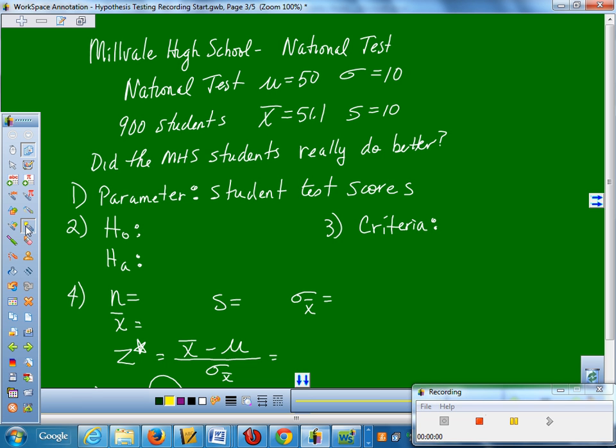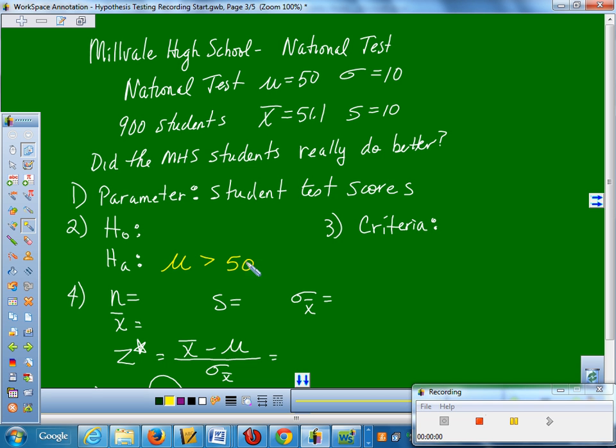So I always think it's easier to do the alternative first. What do we think actually happened? Well, we think the Millvale students scored higher. So we're going to say we think their mean was actually greater than the national average of 50.